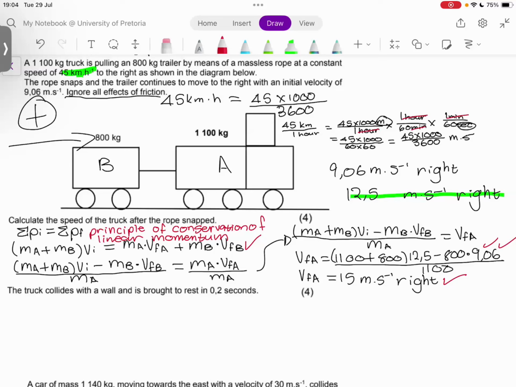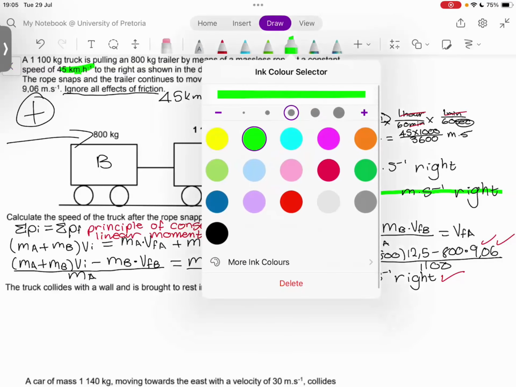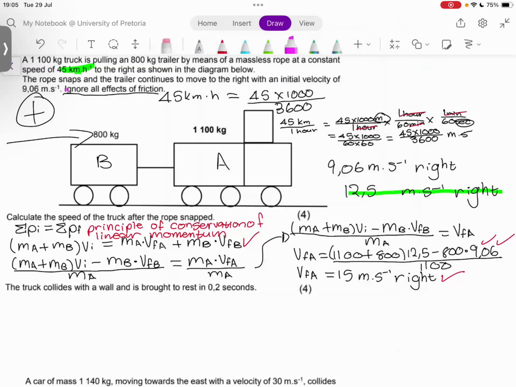Cool. Somebody else asked, how do we know that we must use the principle of conservation of linear momentum? We are told by this golden piece of information over here. I'll highlight that in maybe pink or purple. Over here, ignore all effects of friction. When we're told this, we know that we're dealing with an isolated system in which the principle of conservation of linear momentum applies.